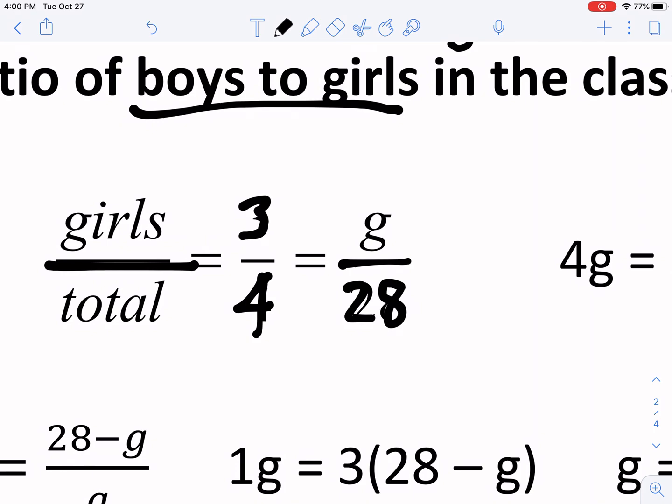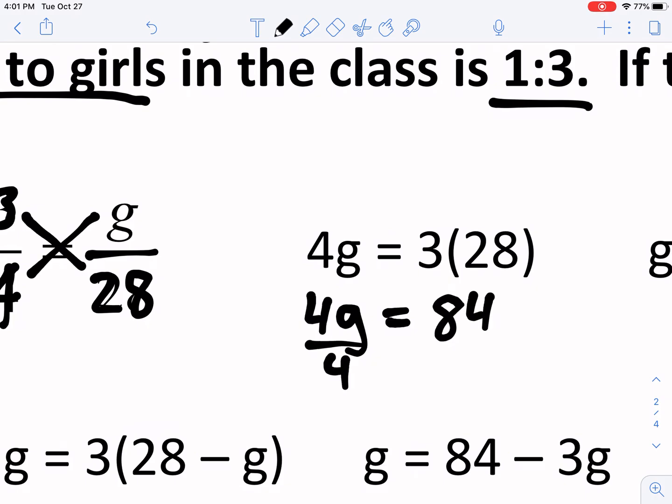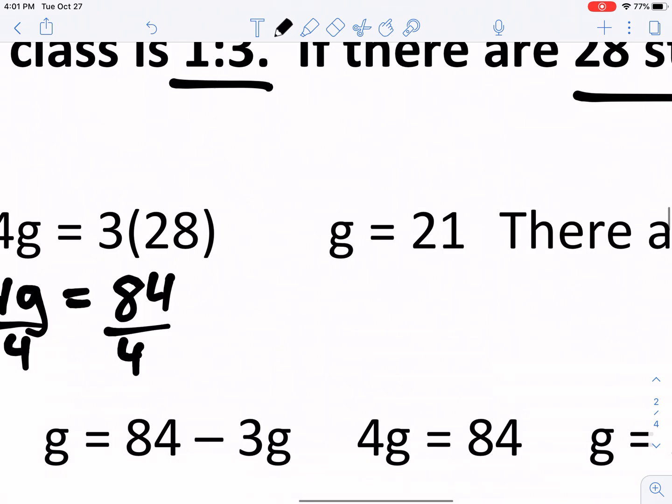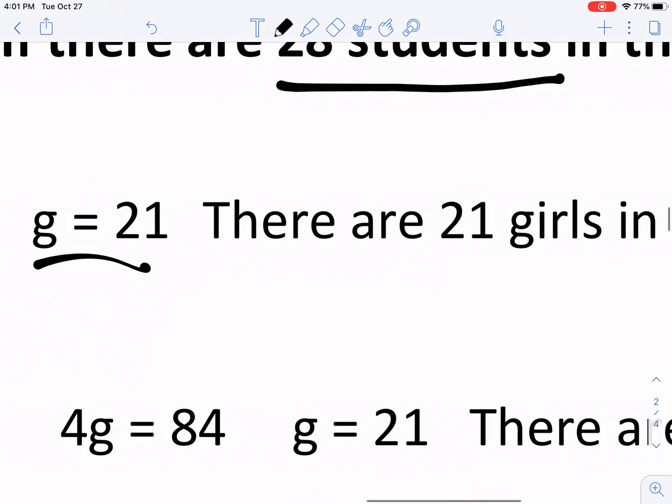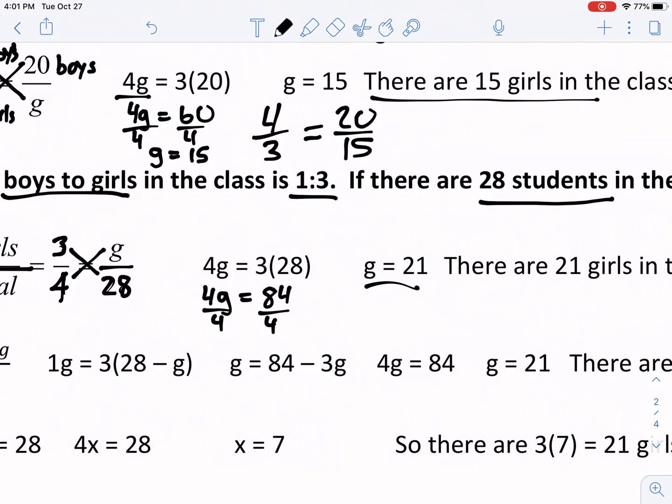Well, that's multiplication, right? So we have our 3/4 equals g over 28, 3 times 28, and 4 times g. So we have 4g equals 3 times 28. Okay, well, solving for this, we have 4g equals, what's 3 times 28? 84. Divide by 4, and we get g equals 21. So there are 21 girls in class. Okay, what does that mean in terms of how many boys there are? Well, just take 28 minus 21, so boys would be 7.